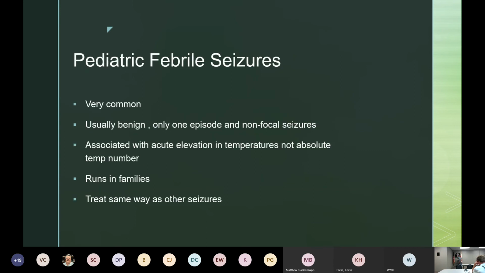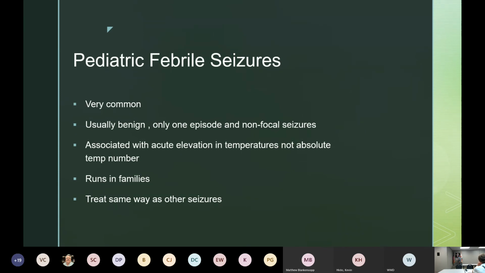So pediatric febrile seizures are super common, mostly benign. Usually it's just one episode. It's associated with a fever in a kid who is otherwise healthy. These are non-focal seizures. If you have a focal seizure in a kid that's febrile, that's more concerning. Usually it's associated with acute elevation in temperature and not necessarily absolute temperature, as some people may think. It runs in families. Most of these seizures will be a one-time seizure and will resolve on their own. But if they do have ongoing seizure activity, you just treat it as any other seizure.